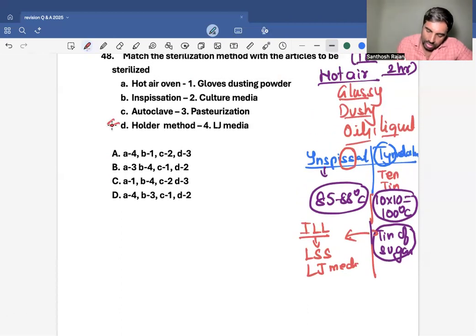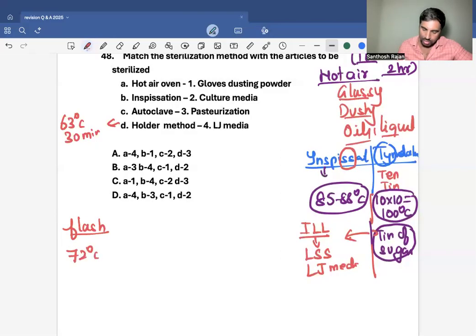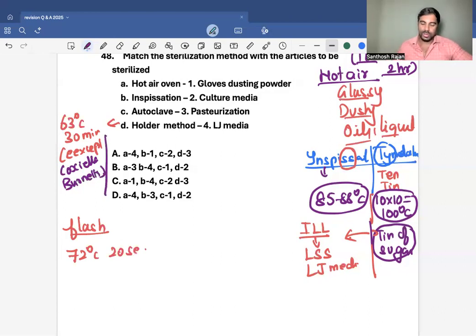Holder method is for pasteurization. We use 63 degrees Celsius for 30 minutes. The same pasteurization has a flash method, where you use 72 degrees for 20 seconds. In the Holder method, the only bacterium you can't kill is Coxiella burnetii, the Q fever one. This question was also frequently asked. It escapes the Holder method. Flash is okay.